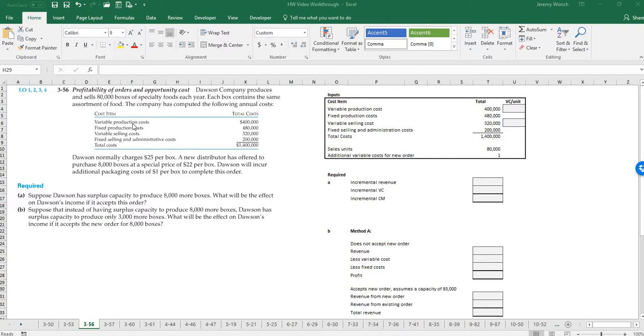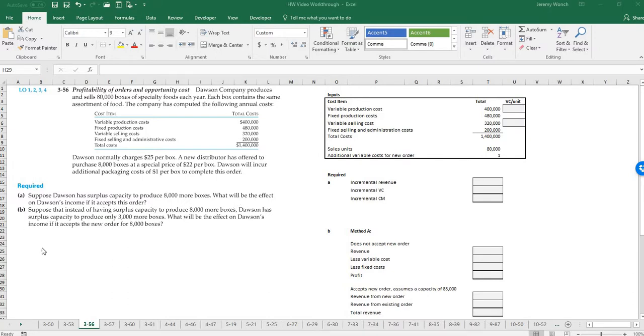So we have variable production cost, fixed production cost, variable selling, and fixed selling for a total cost of $1.4 million. They normally charge $25 for each box, but a new distributor has come in and offered to purchase 8,000 boxes at a special price of $22 per box. If Dawson decides to take this on, they'll incur an extra dollar of packaging cost to complete the order.